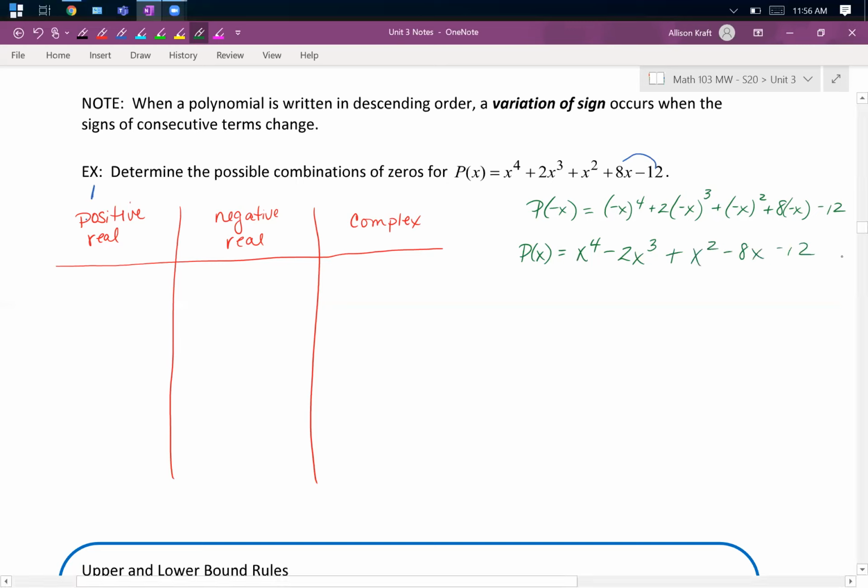And now we want to count the number of sign variations, how many times we switch from plus to minus or minus to plus. Here's from plus to minus, minus to plus, plus to minus, and then minus minus stays the same. So here, P of negative x, we have 3 sign changes. That is going to be our first option for negative real zeros.